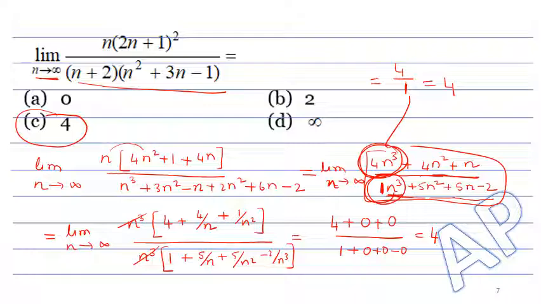So that is the shortcut way for solving the questions of the limit at infinity. So option C is the right choice.